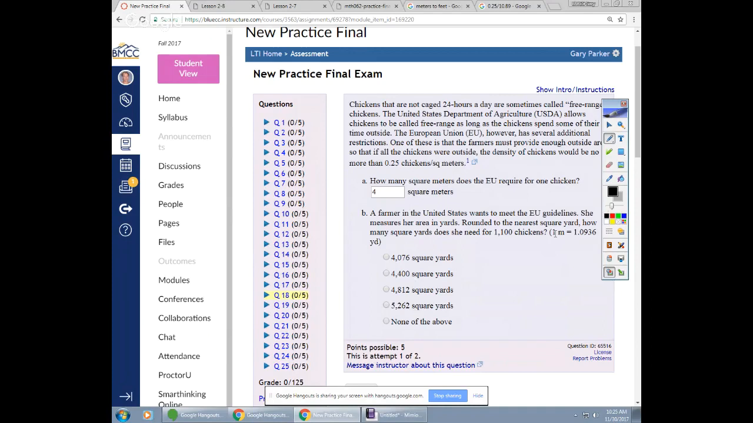What are you going to do with 1,100 chickens? Sell them for meat, eggs. A lot of chickens. Big farm.